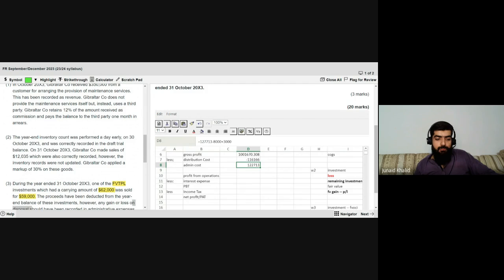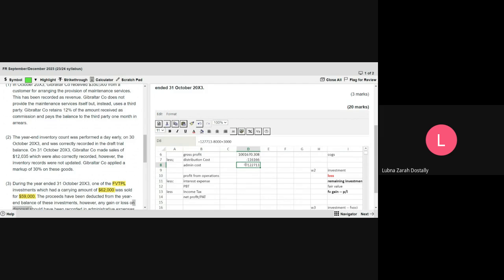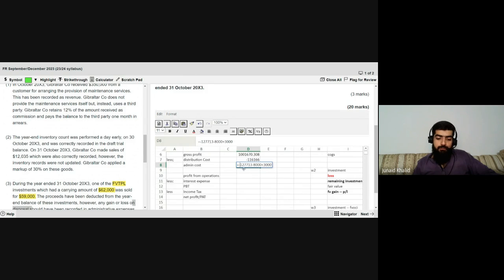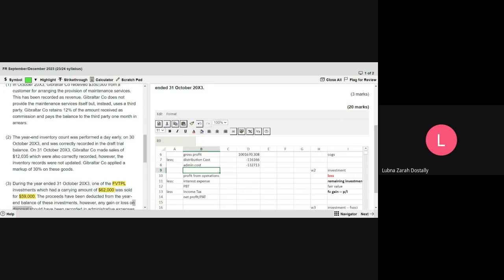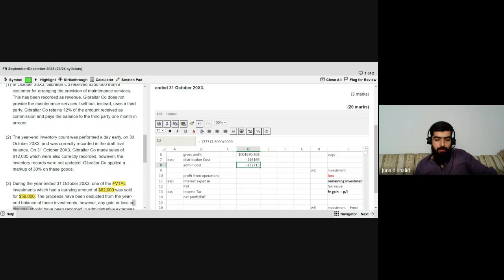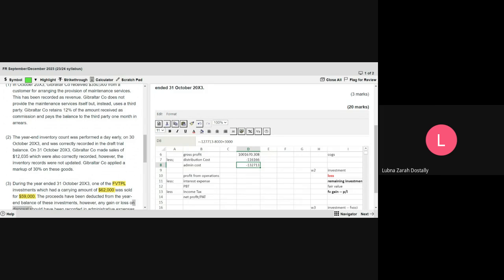One more thing, that admin cost will be deducted. Am I right? Yes. So in order to deduct it, we'll be using the minus at the start of the value, so it will automatically appear with a negative sign. Take the minus in front of the 122,737. Is it correct now? Yes.